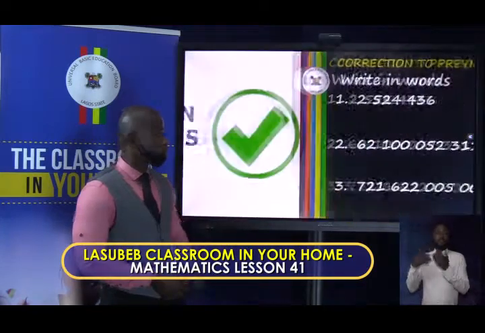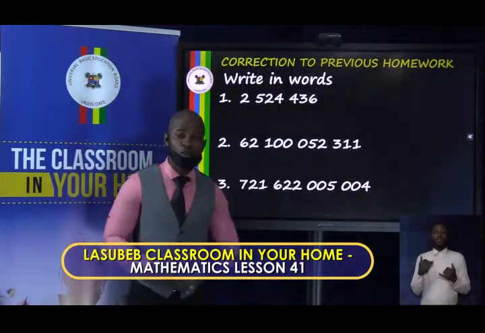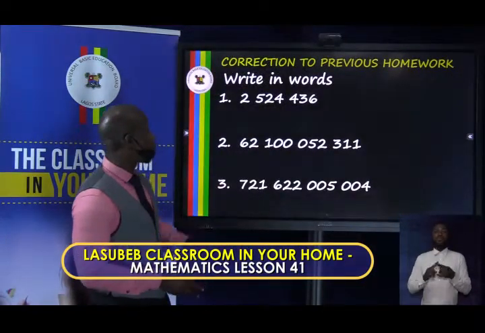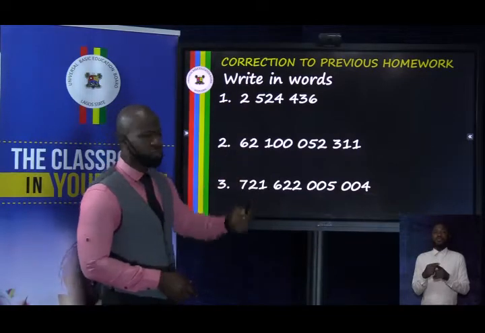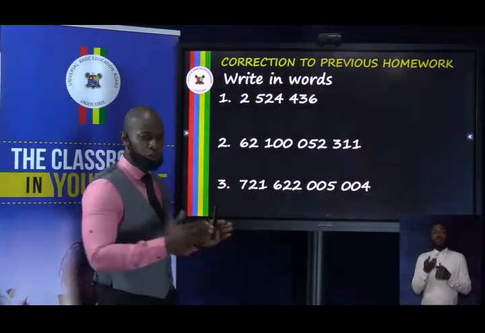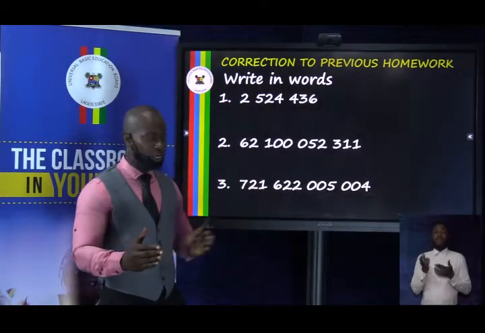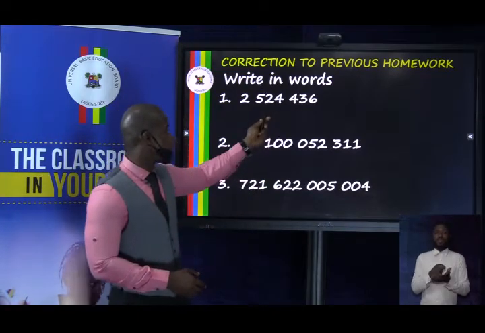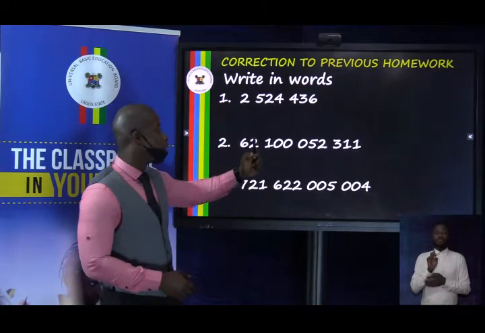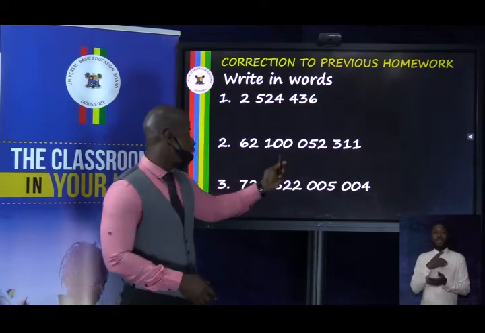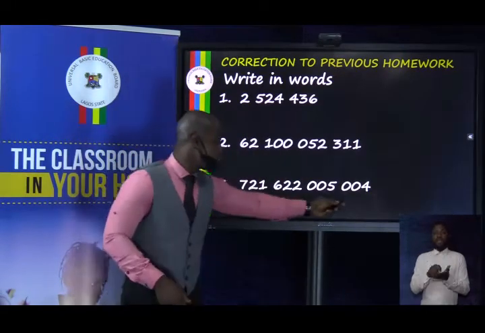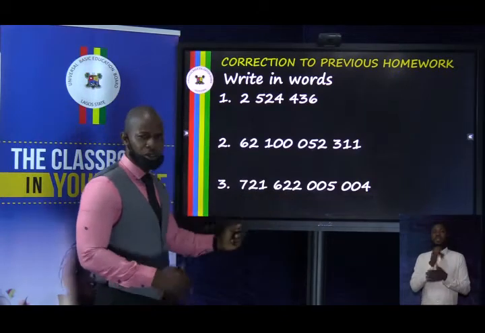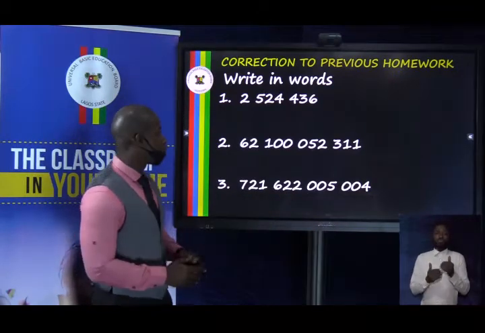First, we will look at the correction to the previous assignment, as is our usual practice. Now, we're asked to write these in words. So I hope that you have grouped them in threes, as I have done mine here. So now we'll put these under unit, these under thousands, and then this under million. Unit, thousand, million, billion. That is the count that we're going to follow.